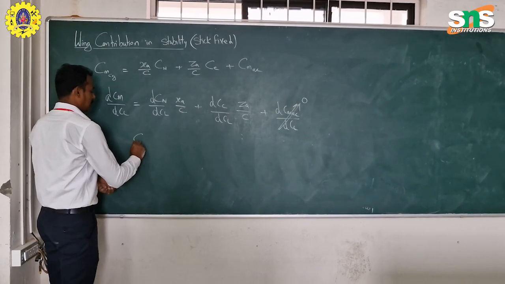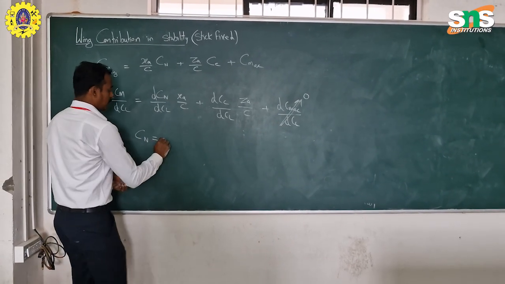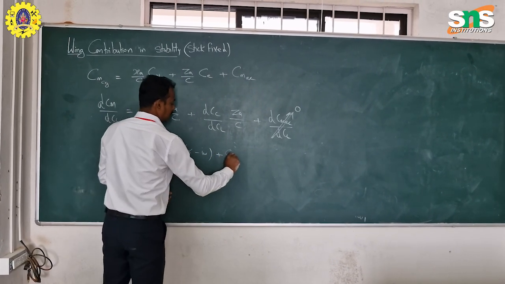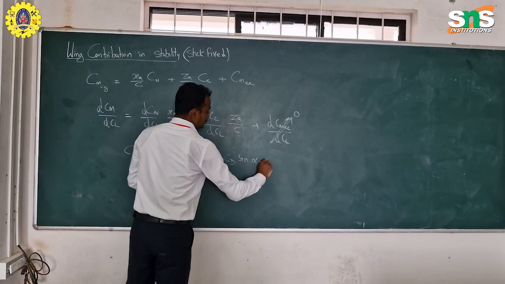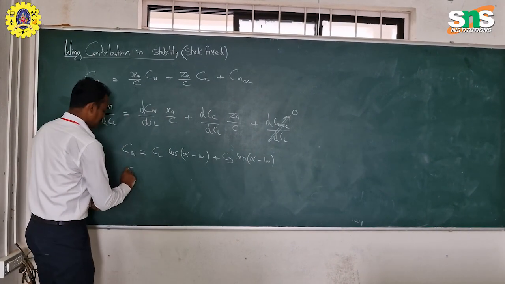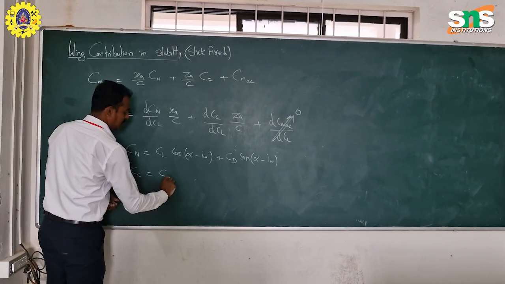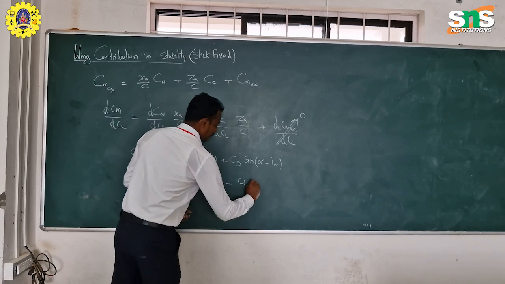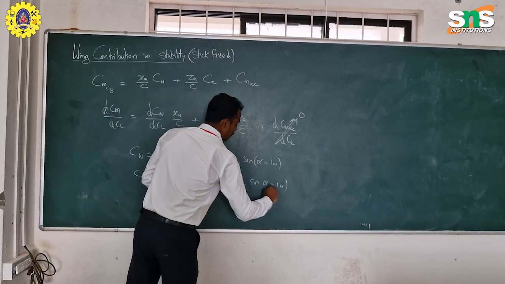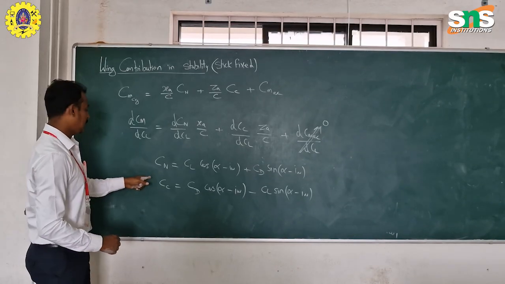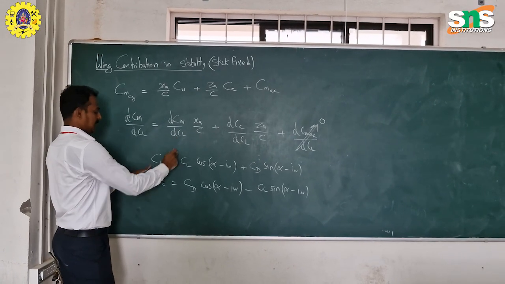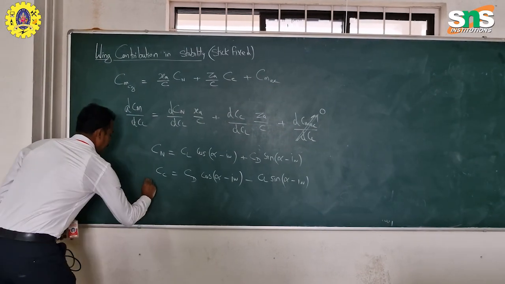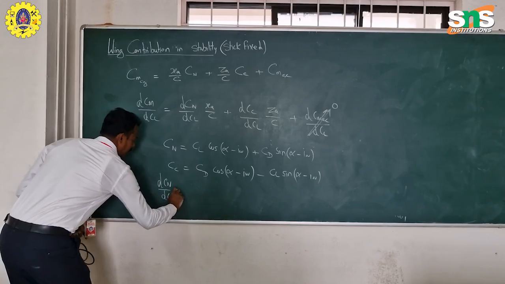We know the coefficient of normal force is equal to the coefficient of lift cos(alpha minus iw) plus the coefficient of drag sin(alpha minus iw). Similarly, the coefficient of adverse force is equal to the coefficient of drag cos(alpha minus iw) minus the coefficient of lift sin(alpha minus iw). From this we can get dCn by dCl and dCc by dCl.